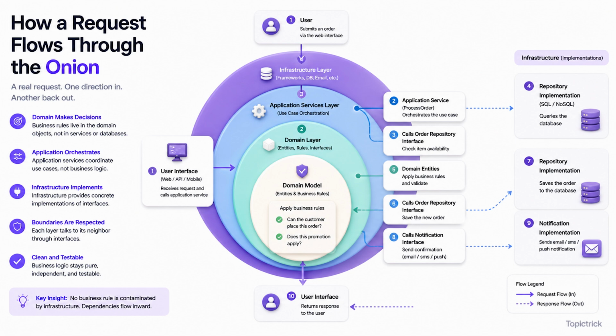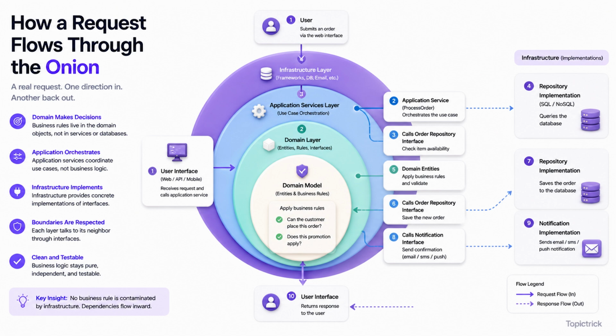The user interface, sitting in the outermost layer, receives the request and calls an application service. The application service is responsible for orchestrating this use case. It calls the order repository interface, defined in the domain layer, to check whether the items are available. The repository interface is implemented in the infrastructure layer by a concrete class that queries the actual database. But the application service does not know this. It only knows about the interface.